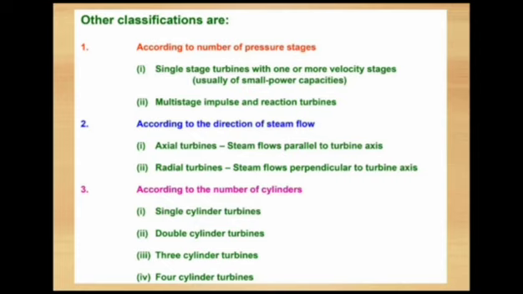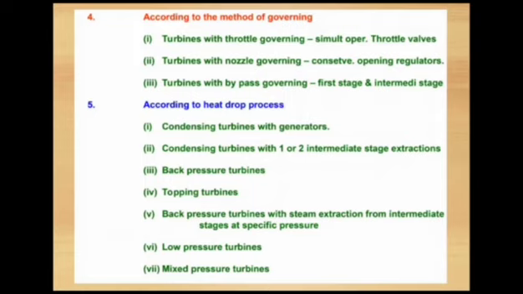The third one is according to the number of cylinders. There are four types: single cylinder, double cylinder, three cylinder, and four cylinder turbines. According to the method of governing, first is throttle governing, the examples being throttle valves, and nozzle governing, the example being open regulators, and bypass governing of the first stage and intermediate stage.